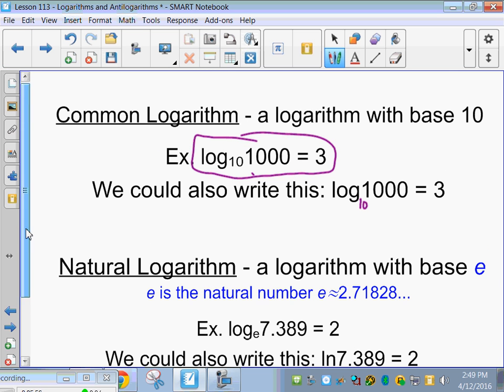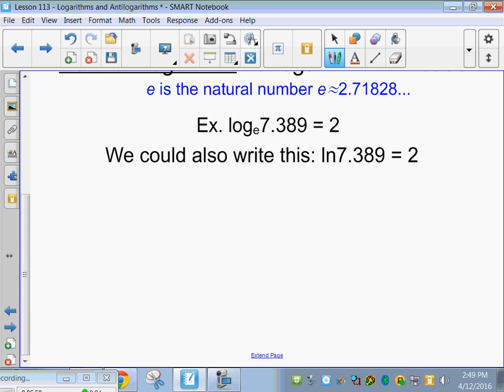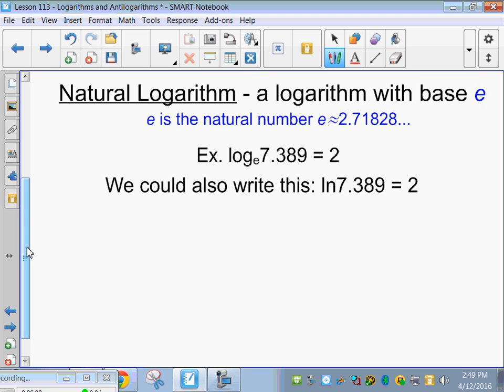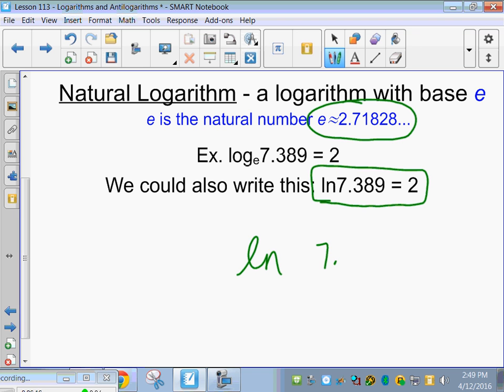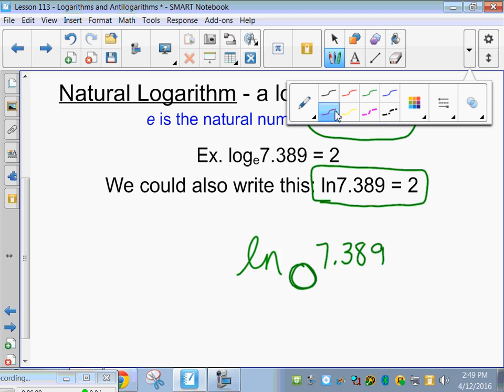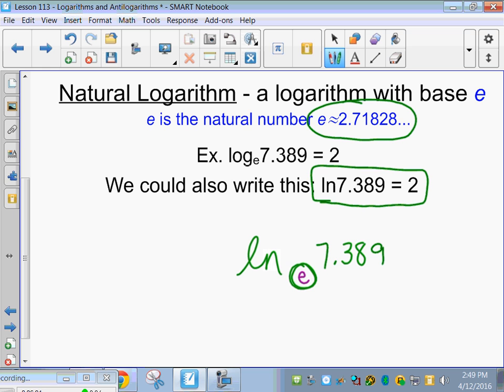And we also have what's called the natural log, which is a logarithm with base e. Okay, so e is a natural number. It's actually this number right here, kind of like pi, where it just goes forever. And so you're going to have something like this. And it's the same thing here, where if you have the ln of some number and there's no base, then for this one, it's a given that the base is e, all right?